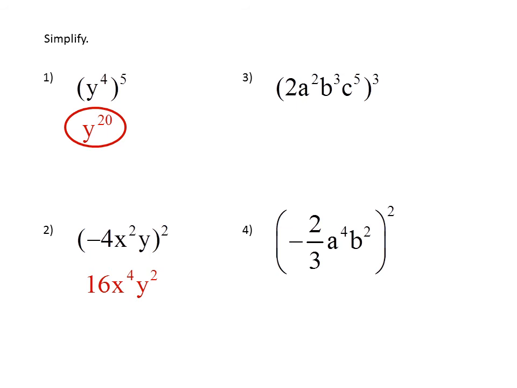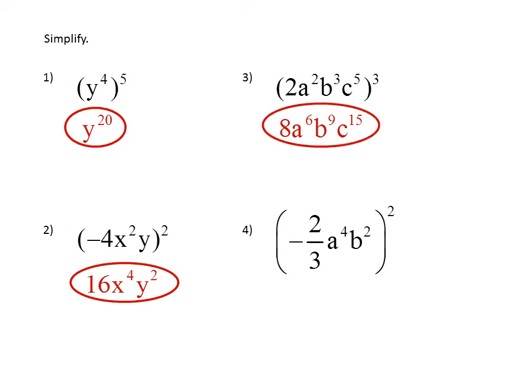Okay, here's the answer. Remember, 2 cubed is going to be 8. Then a squared times 3 is 6. b cubed times 3 is 9. c to the 5th, cubed is the 15th. All right, that's the final answer.